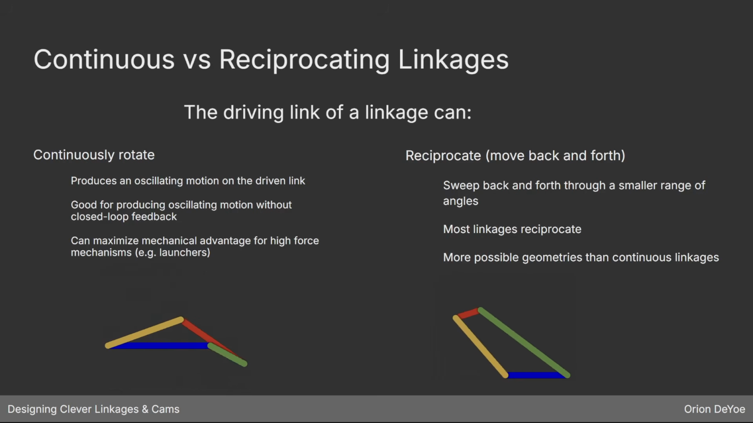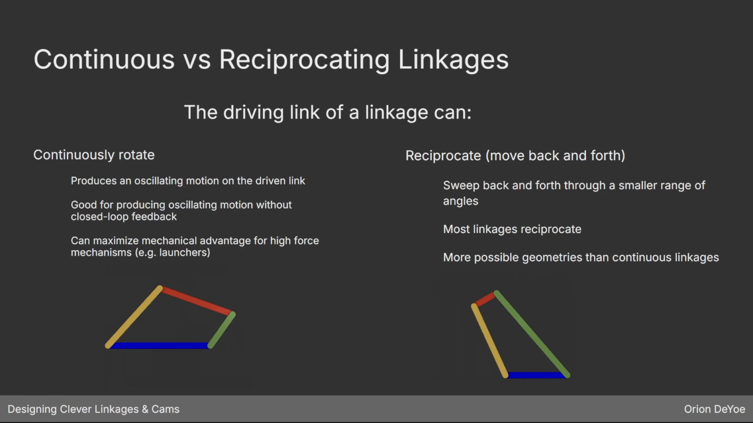Linkages can operate in 2 different modes depending on their geometry. You can have the driving link just continuously rotate. That's a lot more common in older industrial equipment where you don't have a motor that has good position control and you want to create an oscillating motion. That's not nearly as common anymore, and it's not common on robots particularly at all.